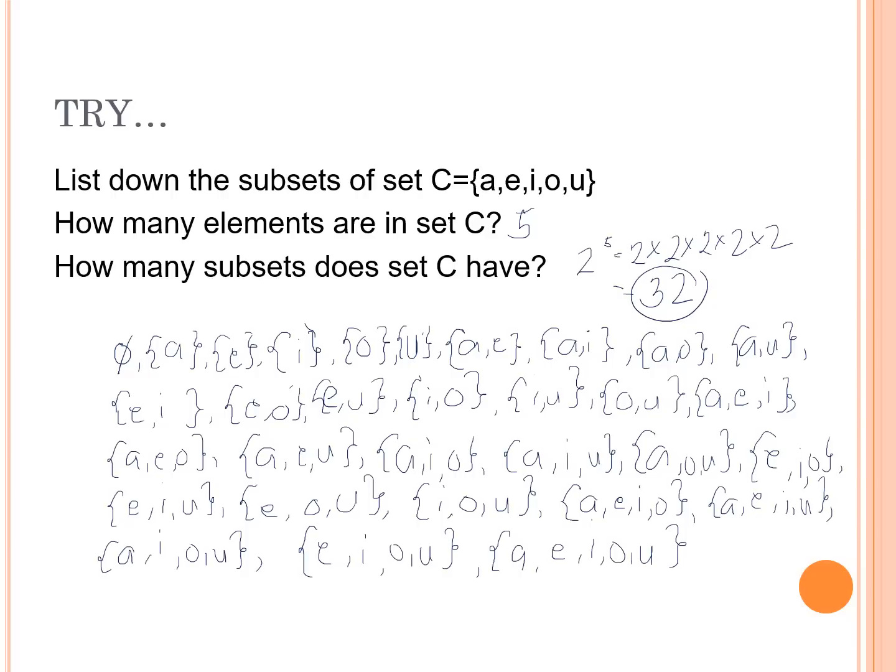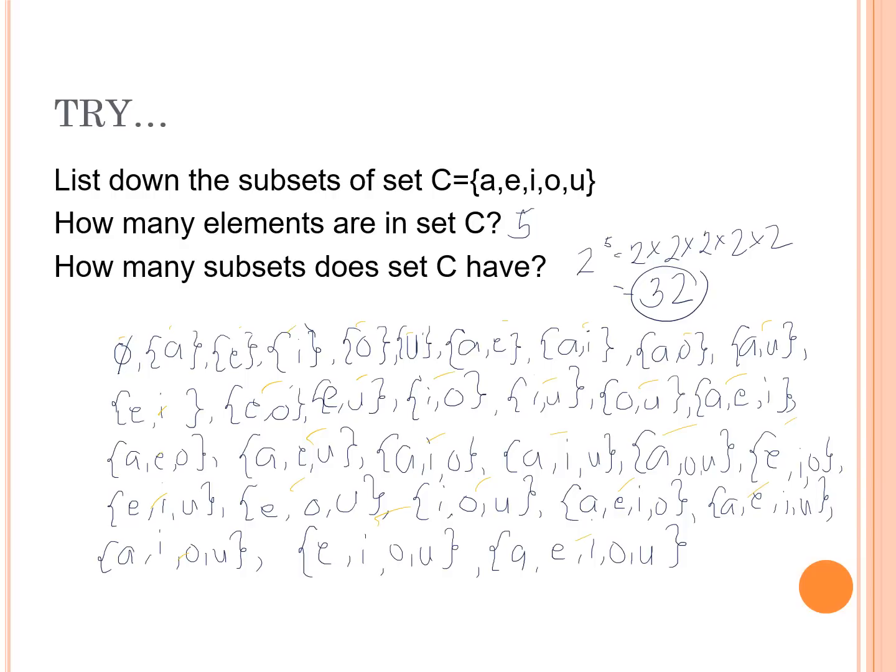Let's check if we have 32. Let's use another ink. Okay, 1, 2, 3, 4, 5, 6, 7, 8, 9, 10, 11, 12, 13, 14, 15, 16, 17, 18, 19, 20, 21, 22, 23, 24, 25, 26, 27, 28, 29, 30, 31. Let us check where we missed. Again, that is the null set, and then A, E, I, O, U, A, E, A, I, A, O, A, U.